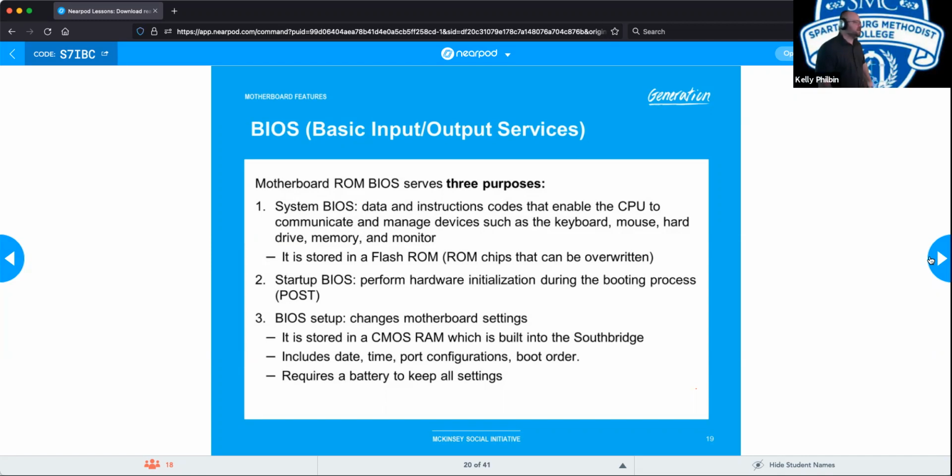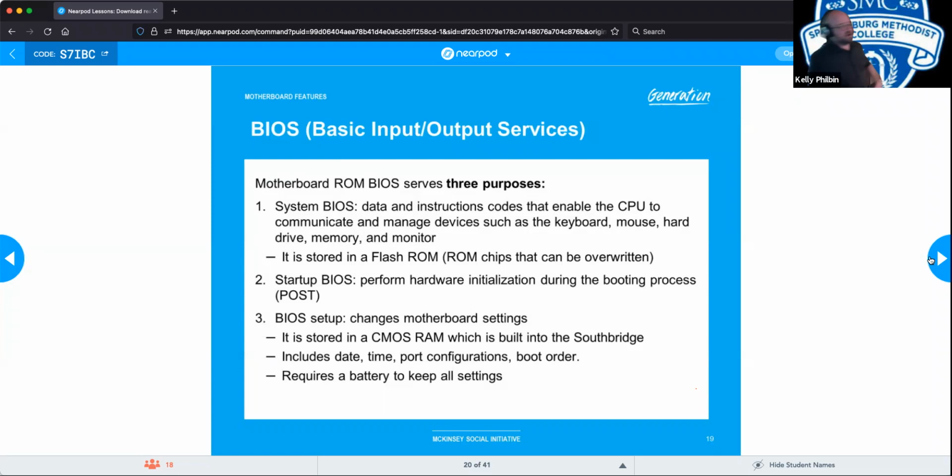Startup, the BIOS performs hardware initialization. It kind of checks everything, makes sure everything's where it's supposed to be. It goes through that power on self-test, or POST, to make sure you don't have anything that's got a faulty connection, anything broken, like if you can't communicate with a hard drive or it can't find a RAM module, something along those lines. It'll give you those beeps if it's unable to find it.